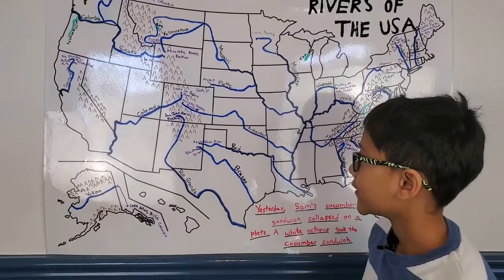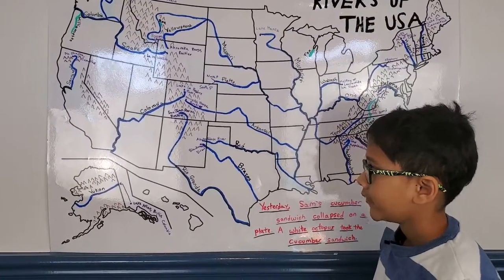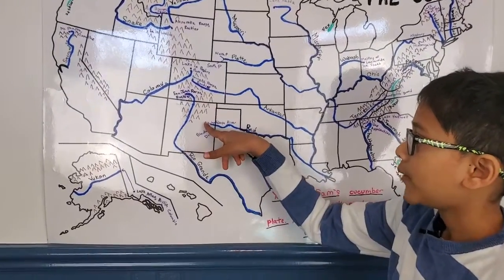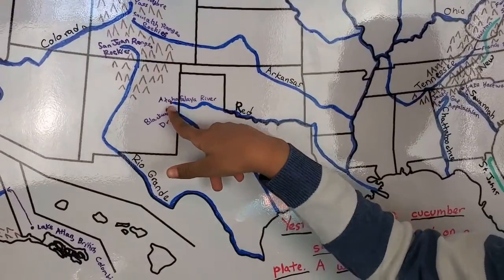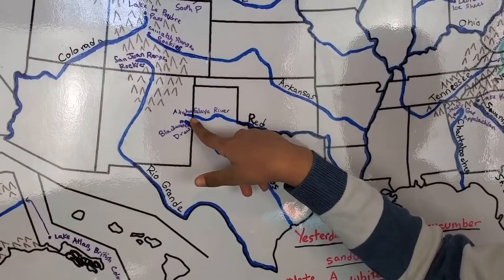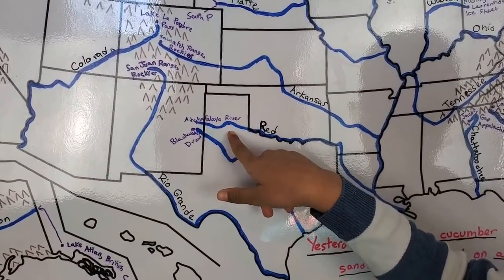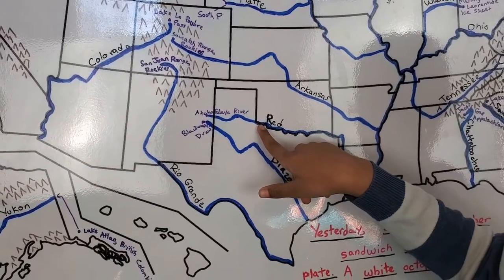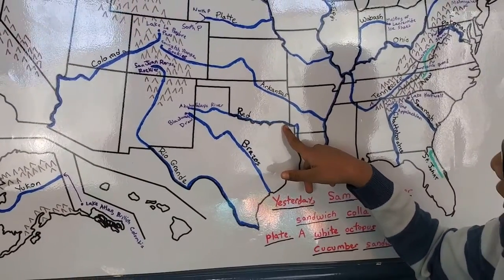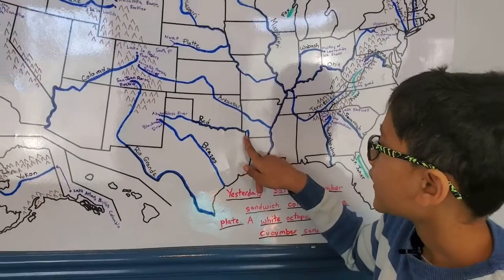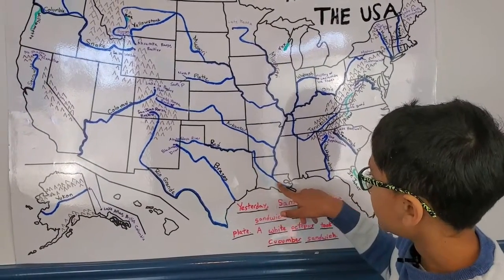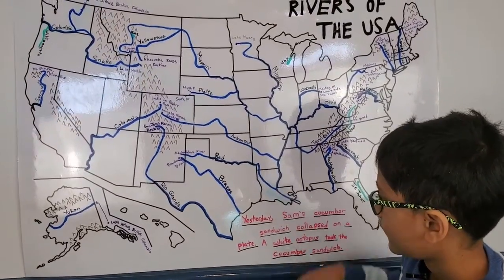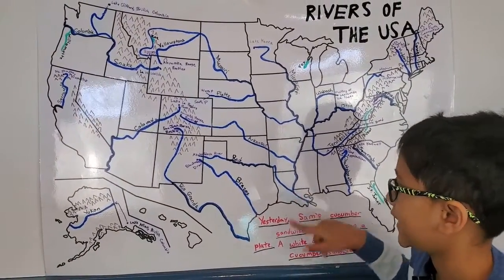So then there's the Red River. The Red River is formed by the Atchafalaya River in New Mexico. It flows slightly through New Mexico and then through Texas, forms a natural border between Oklahoma and Texas, goes slightly in Arkansas, and then into Louisiana. It joins the Mississippi in Louisiana.